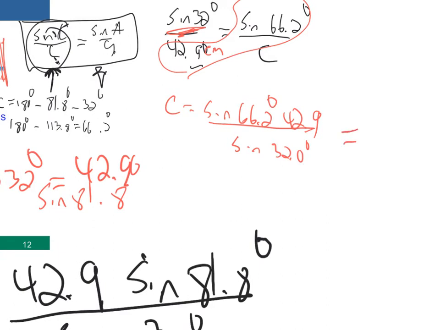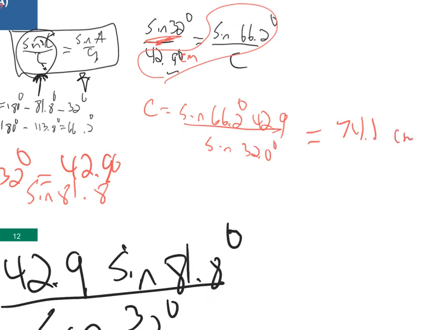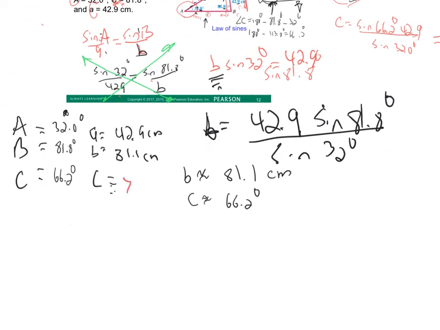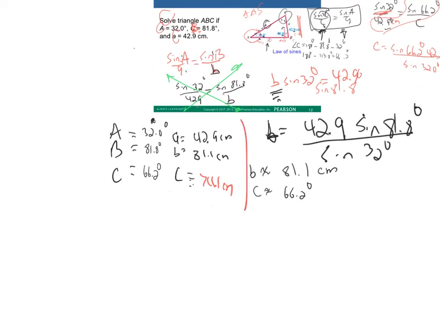So pause it, pick up your calculator, do it yourself. Don't be lazy. 74.1 centimeters. 74.1 centimeters. There is your triangle solved.